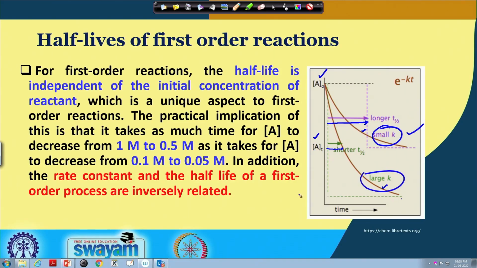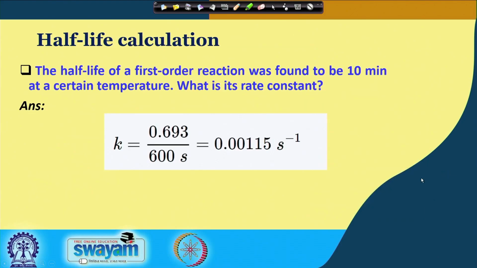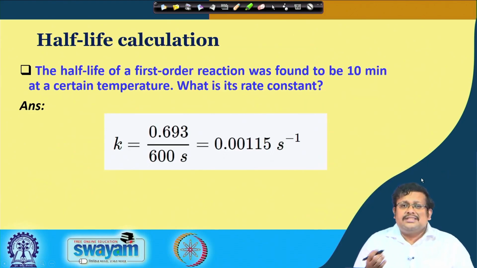So, that is why the rate constant and the half life of a first order process are basically inversely related. Now, let us see some numerical examples of half life calculation.